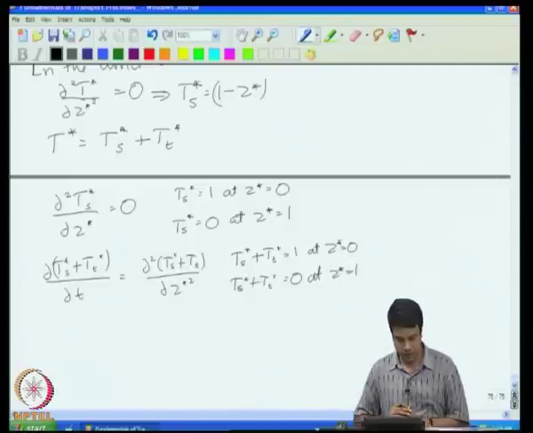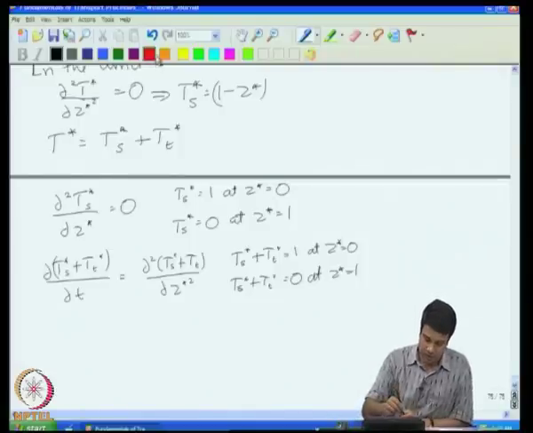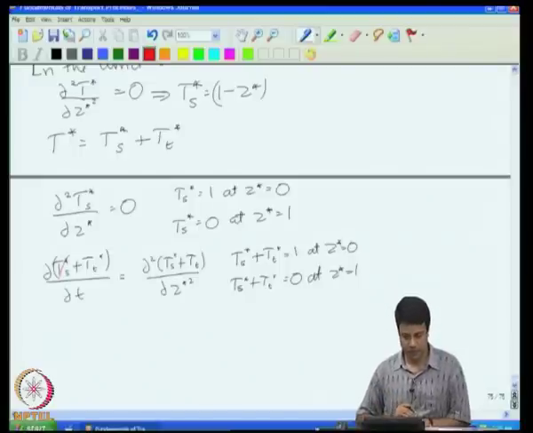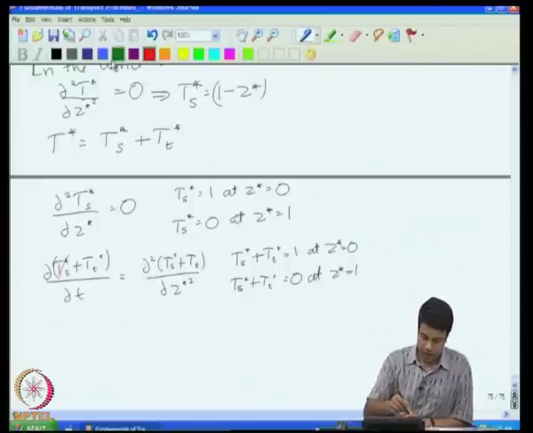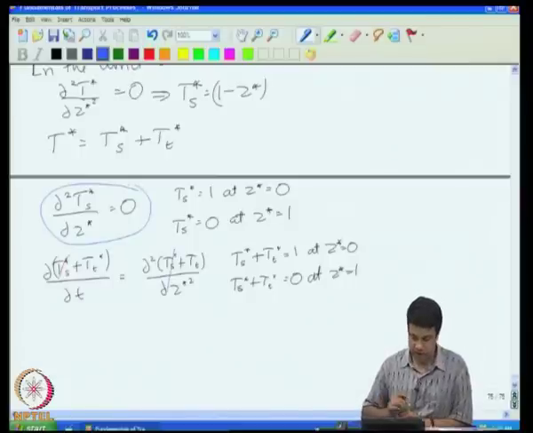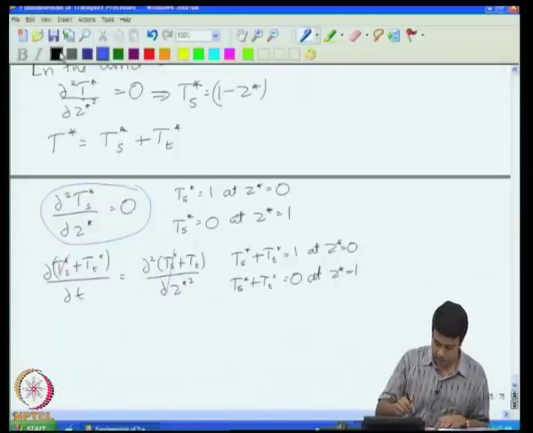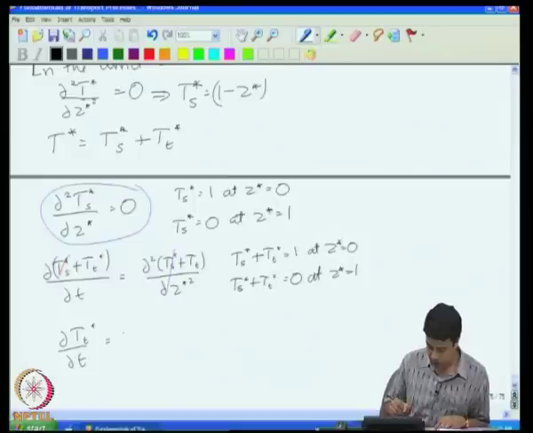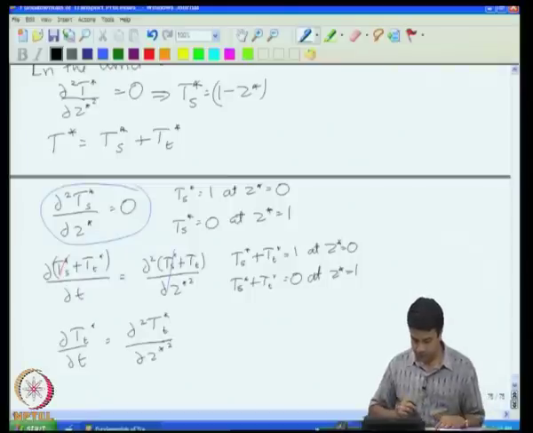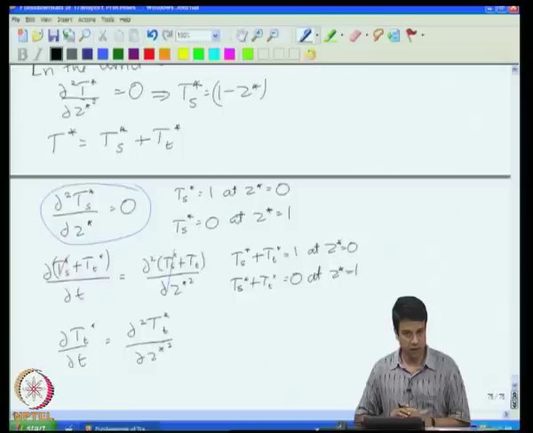Now, the steady temperature is by construction independent of time, so the time derivative of the steady temperature is identically equal to 0. In addition, I have my equation for the steady temperature as the second derivative, so d square t steady by d z square is also equal to 0. Therefore, for the transient part of the temperature, I have d t transient by d t is equal to d square t transient by d z square. That is the equation for the transient part of the temperature.